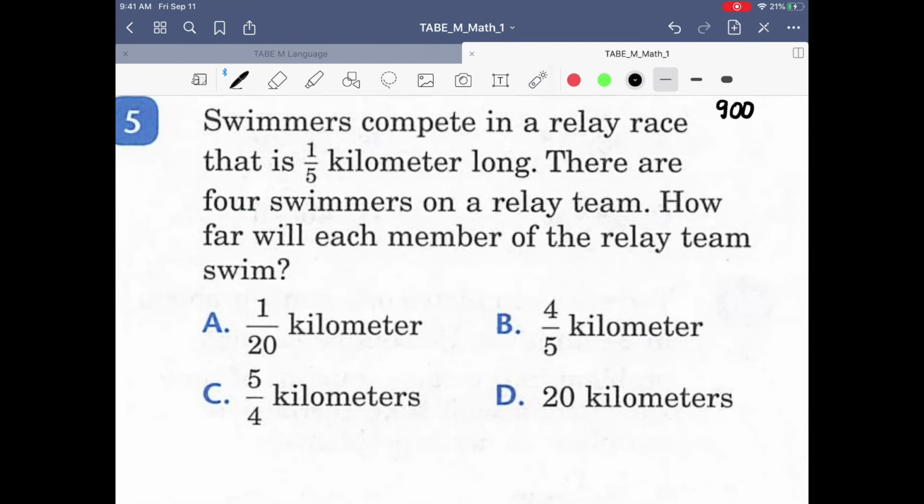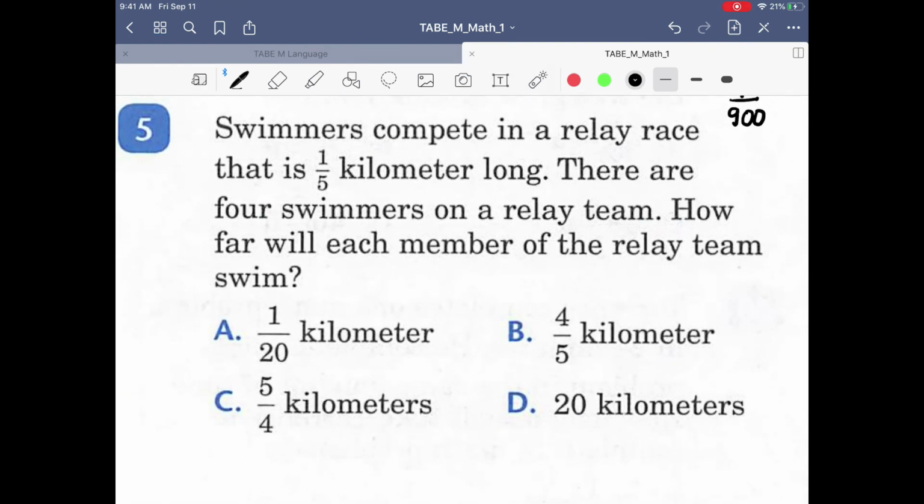Number 5. Swimmers compete in a relay race that is 1/5 kilometer long. There are 4 swimmers on a relay team. How far will each member of the relay team swim? And to understand this problem, you need to understand what a relay race is.